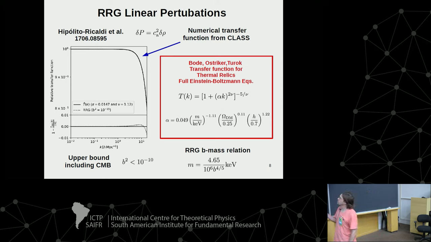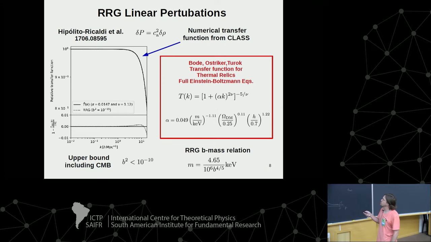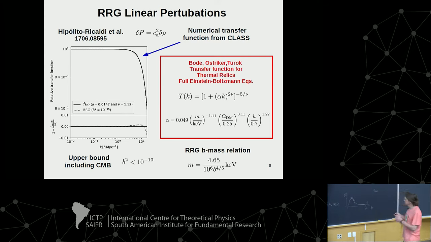So if you fit this parameter to match this other transfer function, you can relate the masses here and have some mass relation, a B-mass relation for RRG. I was only talking about B, now I can talk about mass, okay? This is the relation in keV scale. So M is going as B to the minus 4/5.